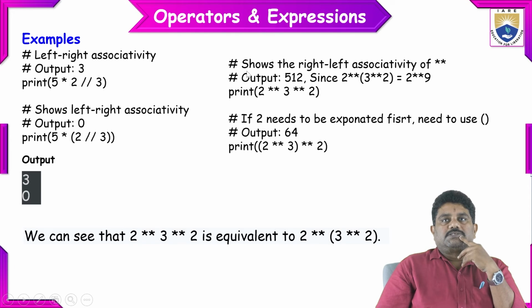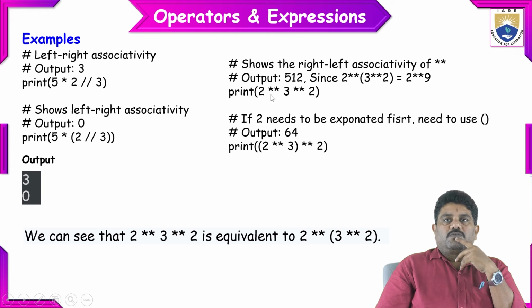So the output becomes 0 in this case. And next shows the right to left associativity. Double star here, output is 512. Since it is 2 star star 3 star star 2, there are 2 operations we are performing here. So 2 star star (3 star star 2) is there. Here parentheses are mentioned, so no issue. Whatever operation is in the parentheses has the highest priority, so first this will be performed. 3 square becomes 9, and the total becomes 2 power 9.